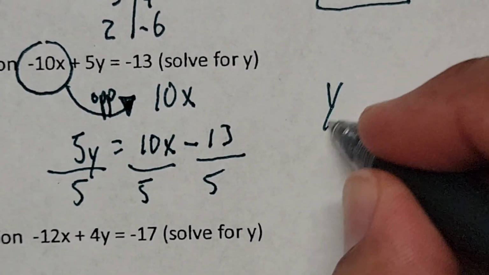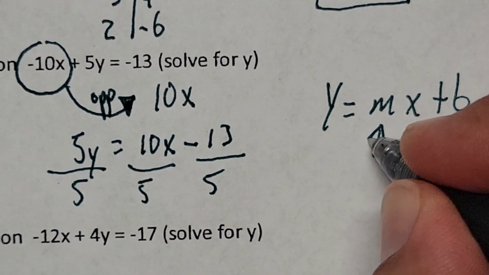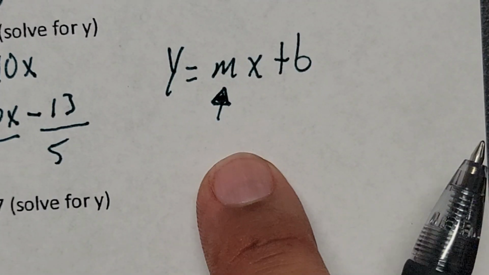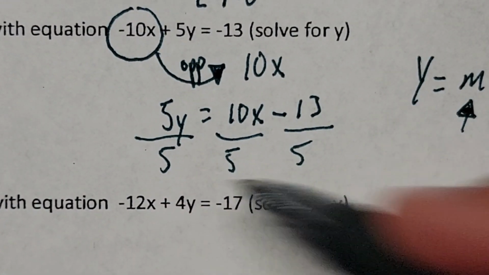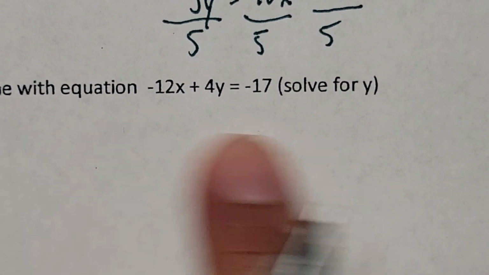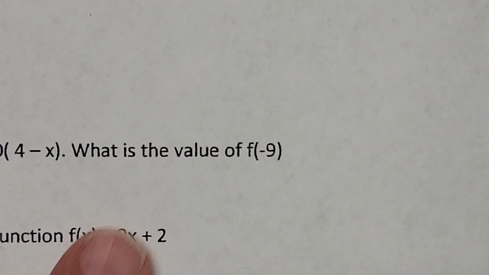And remember, so we have y equals mx plus b. This number, that's the slope right here. So that means this number is the slope. So just put it in the calculator. Do the same thing for number 4. It's the same steps.